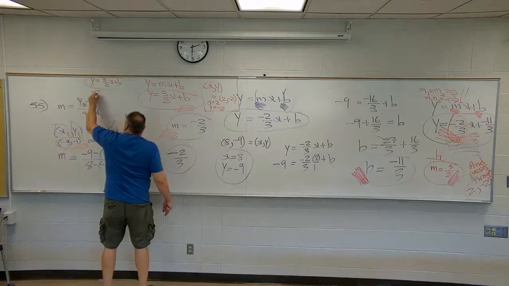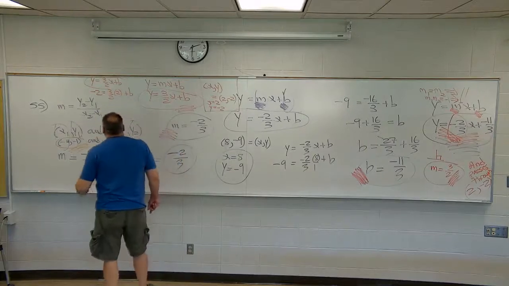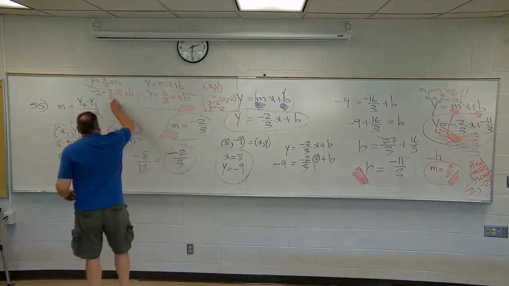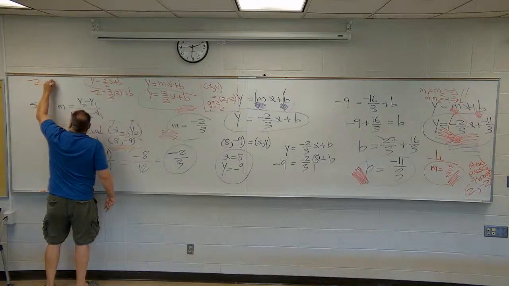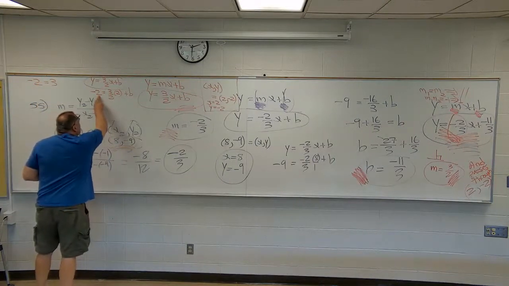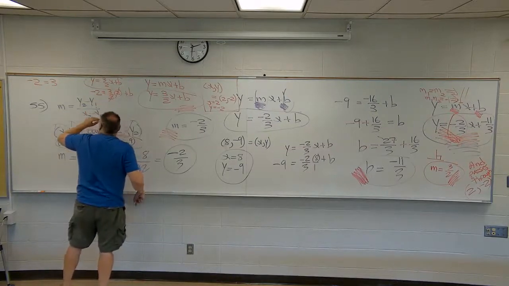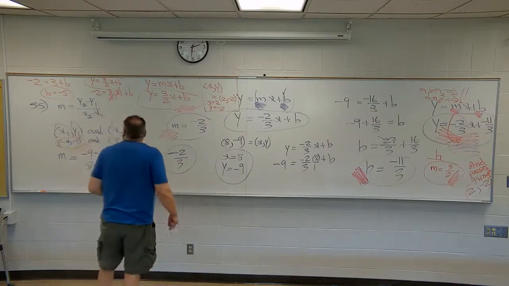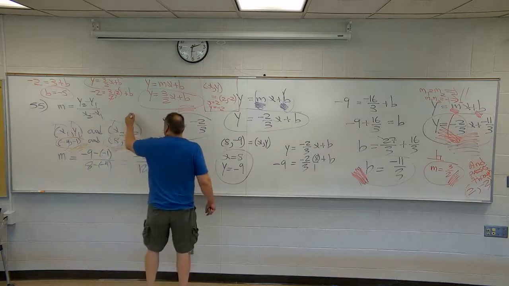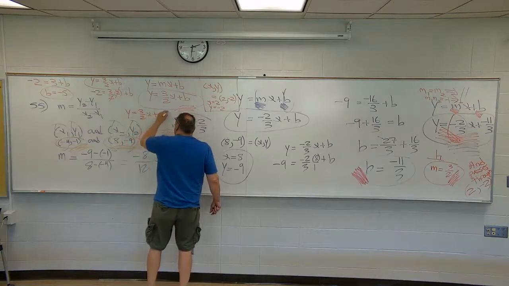So y is -2. This guy's 2. Let's find out what happens here. The 2's cancel, and you end up getting -2, right? You got -2 here. The 2's cancel. That's 3. Add a -3 on each side. B equals -5. Y equals 3 halves x plus -5.